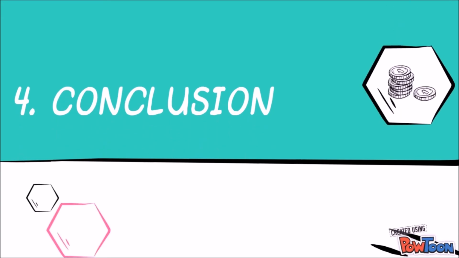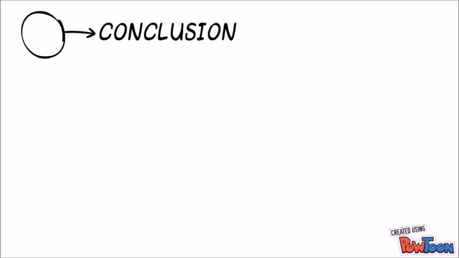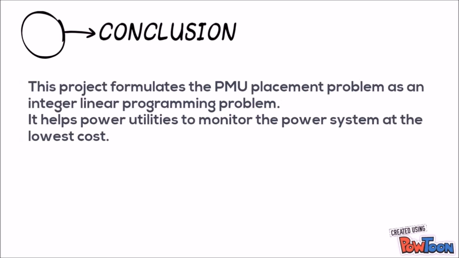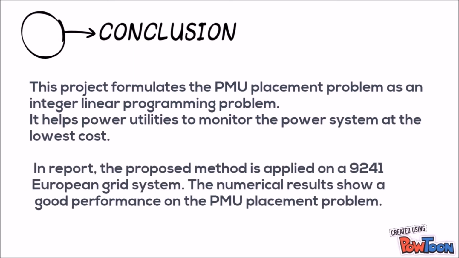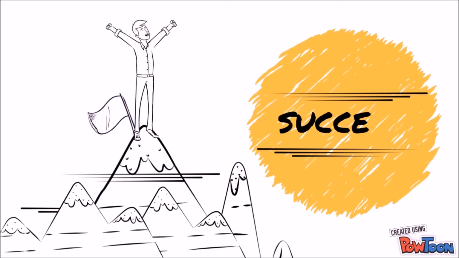So to conclude our project, our objective was to identify locations for PMU placement such that the system becomes observable, yet we minimize the number of PMUs needed. We took a small example and a very large case, and we were successfully able to determine PMU locations.